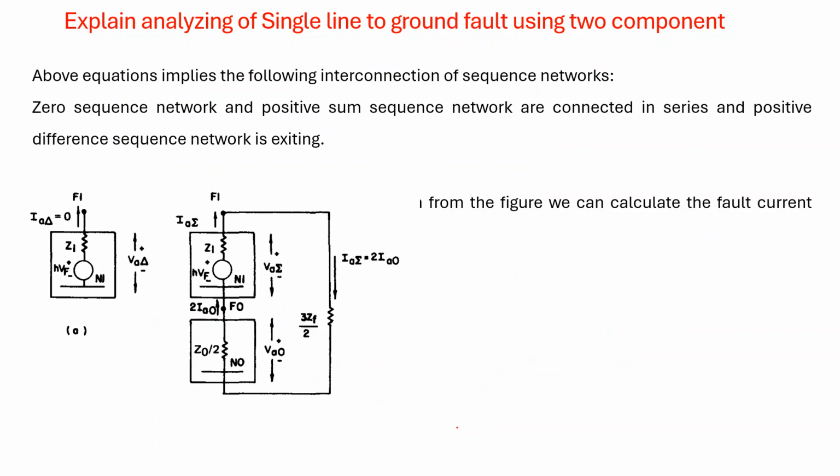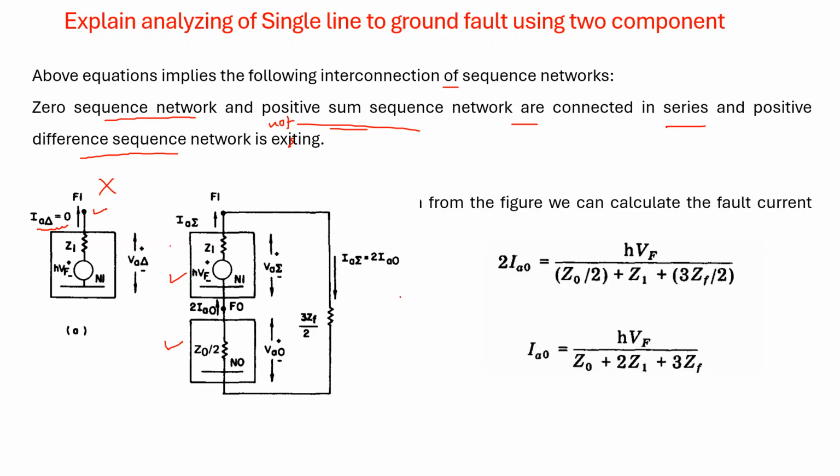So above equations imply the interconnection of sequence networks: the negative network and positive sum are connected in series as already told, and the positive difference network is not existing. So I have written not existing. Here it is written that positive difference equation I naught is equal to 0. This should not be considered for the purpose of analyzing. We only have to consider the zero sequence network and the positive sum network. They are connected in series for the purpose of analysis.